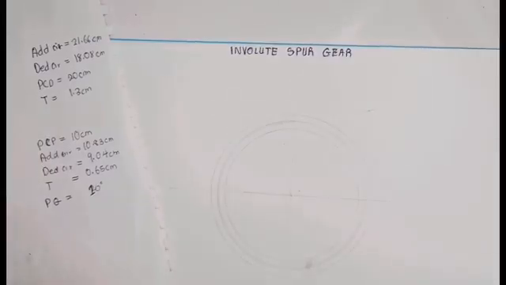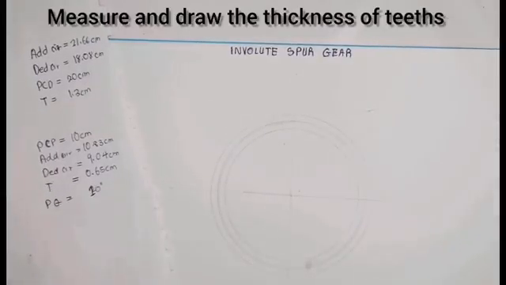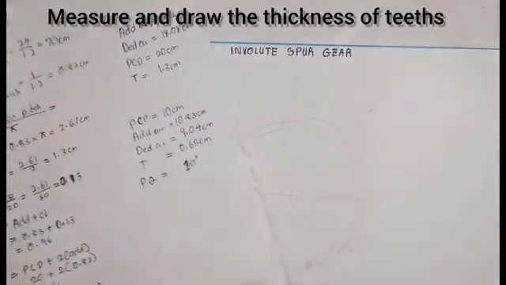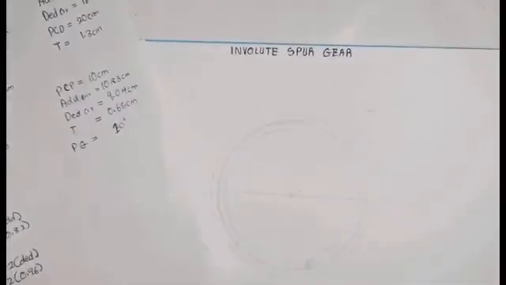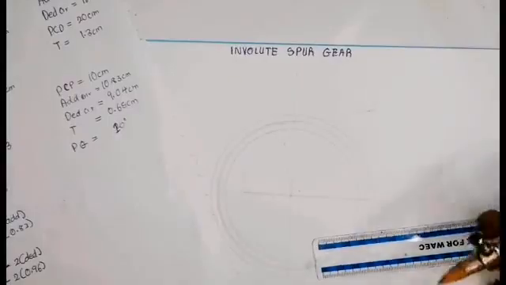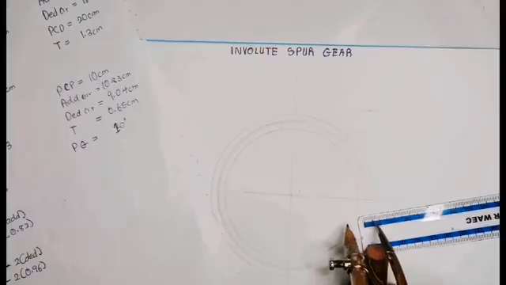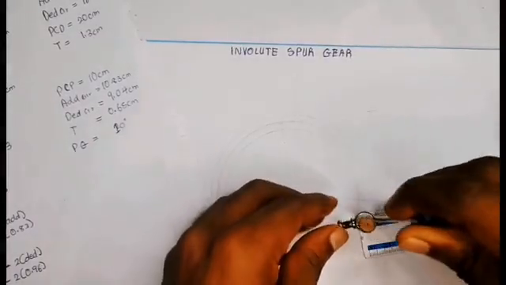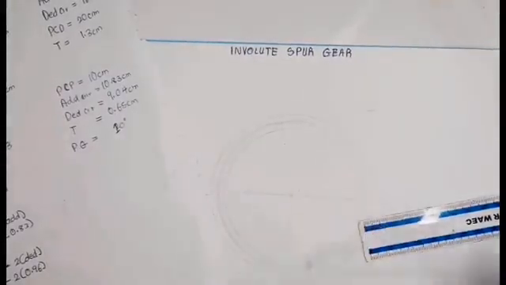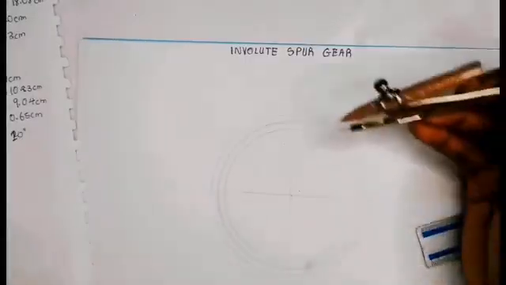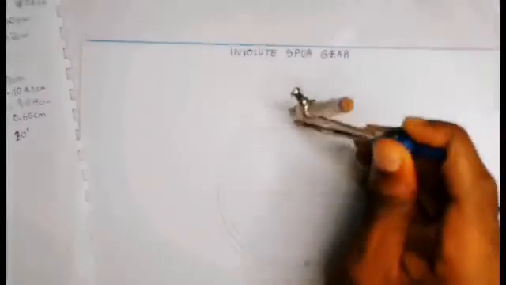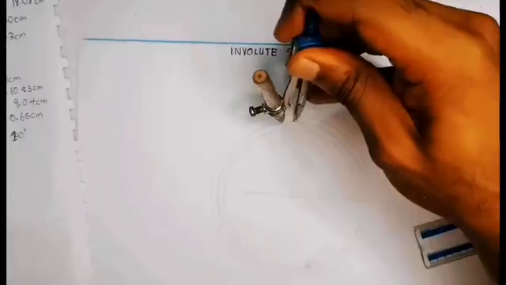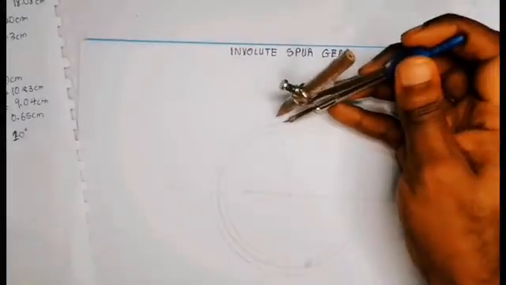Alright, so after this we measure the thickness. The thickness here is given to us as 0.65. Then we measure it on our meter rule. 0.5, 0.6. 0.65 is in between 0.6 and 0.7. So from the PCD, we pin at this point from the PCD and cut it. We pin at the next point which you cut.